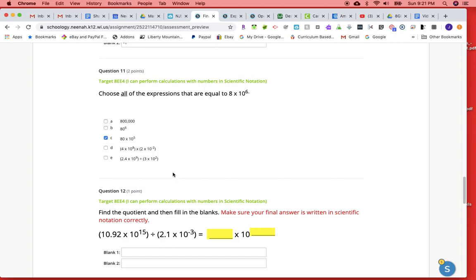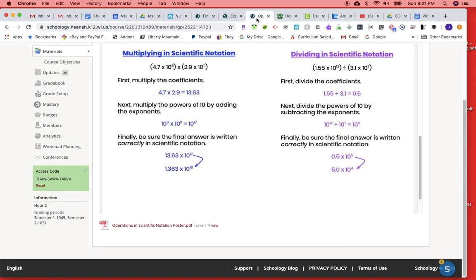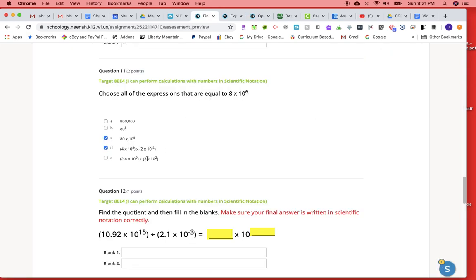So that one works. This one we're going to multiply our exponents. 4 times 2 is 8. That works out. And we're going to add our exponents. 8 plus -2 is 6. So yes, this one works. And then dividing, we haven't done a dividing one yet. On here, let's just take a look. When we divide, we need to divide our coefficients. Then we're going to subtract our exponents. And then we're going to see if we need to fix our answer to make sure it's in proper scientific notation.